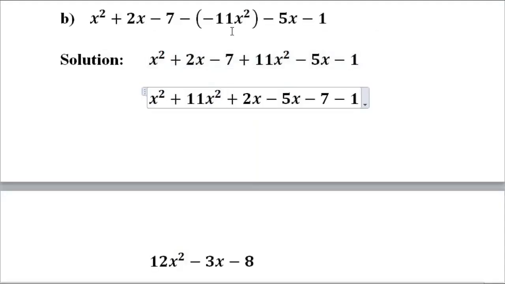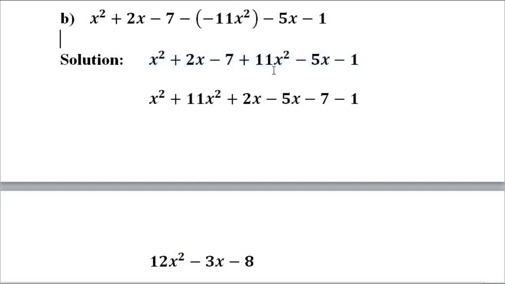Let's move on to number 2, where we have positive x squared, positive 2x, negative 7, minus the quantity negative 11x squared, negative 5x, negative 1. First of all, I'll simplify what is in the parentheses. I'll multiply the negative sign by negative 11x squared, which gives us positive 11x squared.